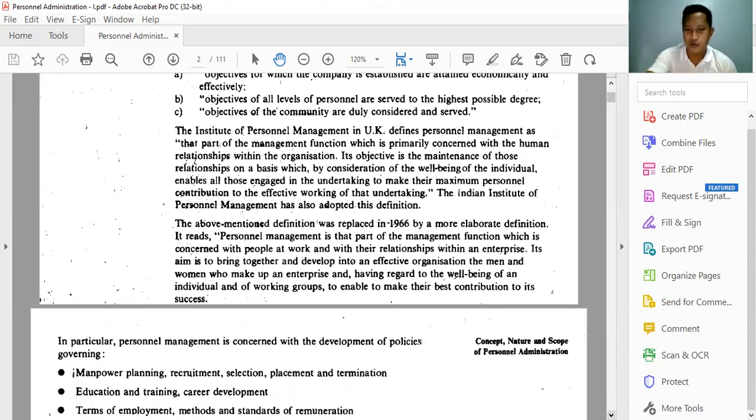Of course, the people at work and the enterprise with the investor, no? Kaning mga namumuhunan, no? Its aim is to bring together and develop an effective organization, the men and women who make up an enterprise, and having regard to the well-being of an individual and of working groups to enable them make their best contribution to its success. So meaning to say, mas gihimo pa siyang very complex kay ang meaning no nga it's not only prioritizing men, no, that it's not only recognizing that men nahimo nga mas dominant sa society, but also to put credits on the effort that are to be exerted by women.